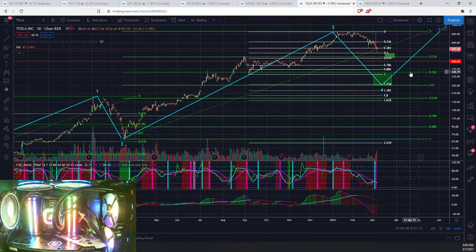So are we going to get that low? I don't know. I can't see the future, but sure looks likely here. Are we going to get down to that 0.5? Are we going to get down to the 618? I don't know, but we'll have plenty of time to determine that when it starts happening.